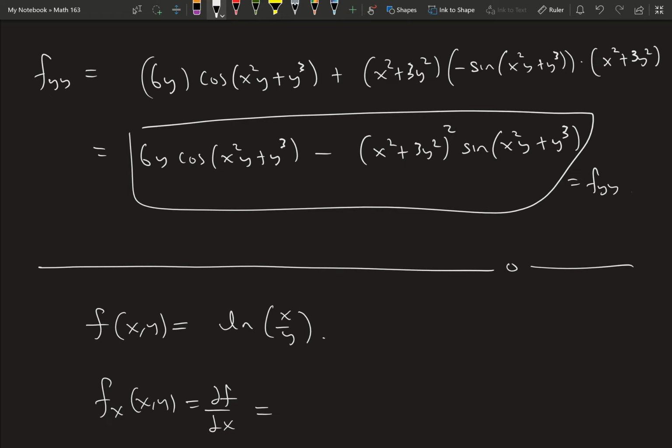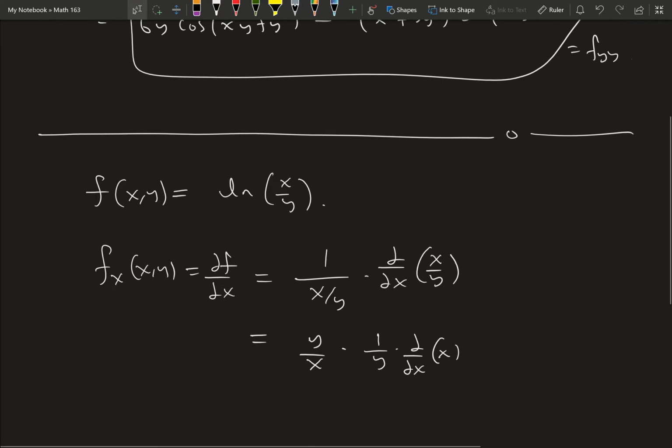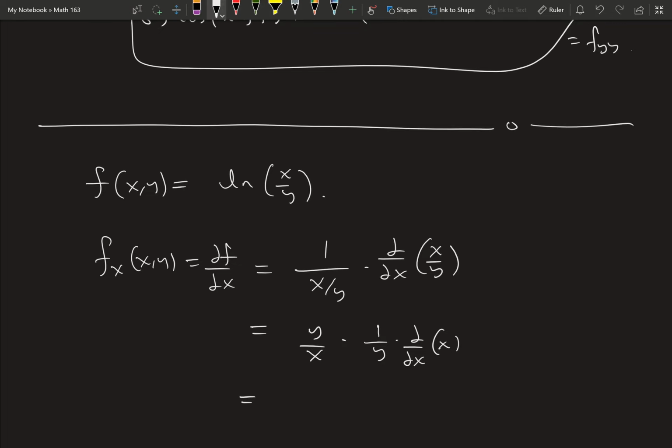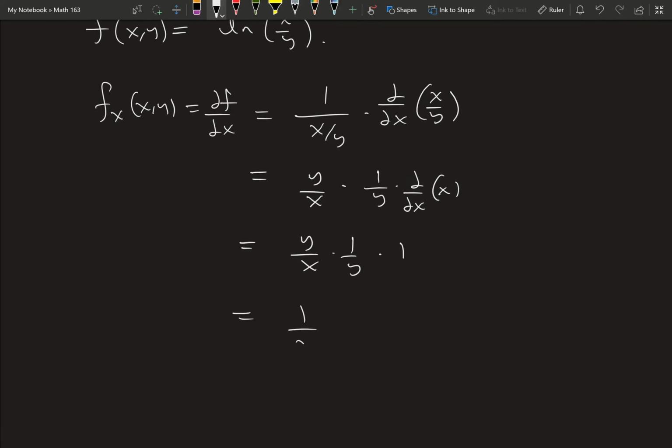Well, what is this? This is going to be 1 over x over y times the partial of the inside with respect to x. And so we get y over x times, and the partial here, 1 over y is a constant, so effectively it's 1 over y times the partial of x with respect to x, and so we get y over x times 1 over y times 1, and the y's cancel to just give you 1 over x. Okay, so this is the partial of f with respect to x.